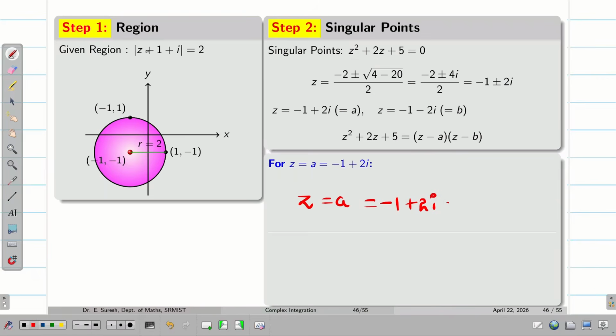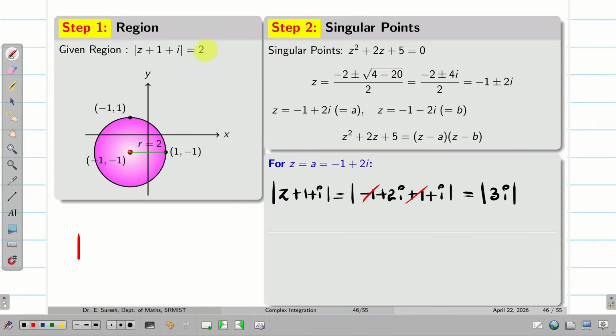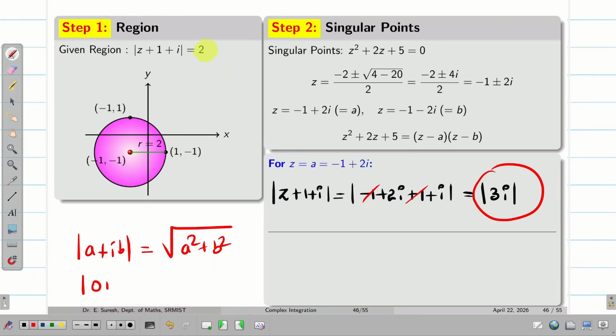Now we have to substitute this in the left hand side of the given region. Modulus of z plus 1 plus i is equal to minus 1 plus 2i plus 1 plus i. Minus 1 and plus 1 get cancelled. We get modulus of 3i. We know the formula: modulus of a plus ib is equal to square root of a square plus b square. Now we have to find the value of modulus 3i. So I can write this as 0 plus 3i, which is square root of 0 square plus 3 square. So we get root 9, that is equal to 3.